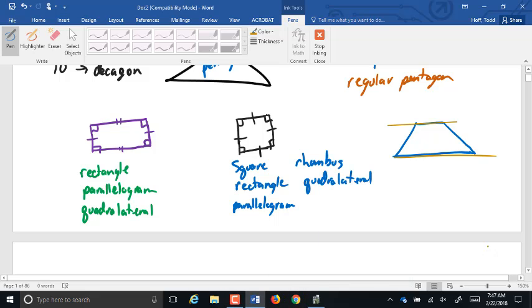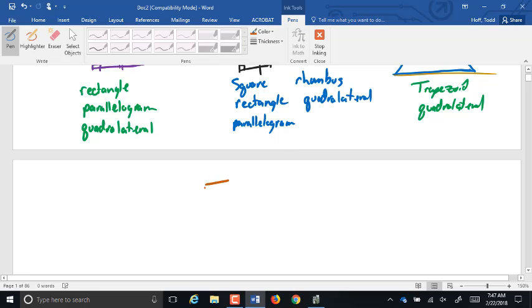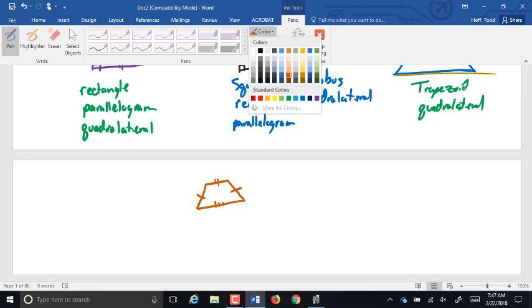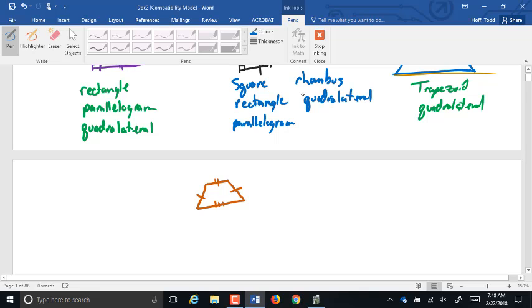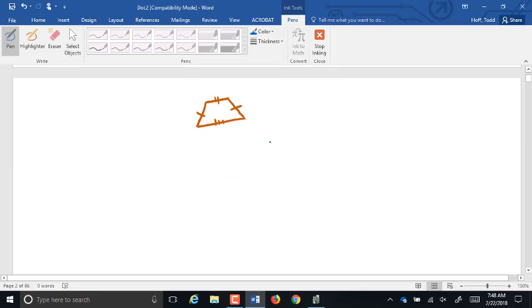How about this one? It is a trapezoid and quadrilateral. Now, just like we had something called an isosceles triangle, you can have an isosceles trapezoid. It just means those two sloped sides are the same. These two angles would have to be the same, and those two angles would have to be the same as well.